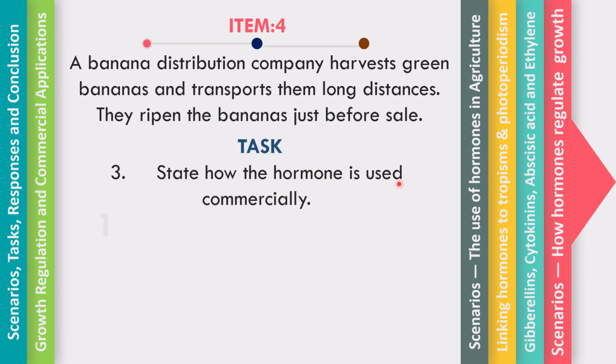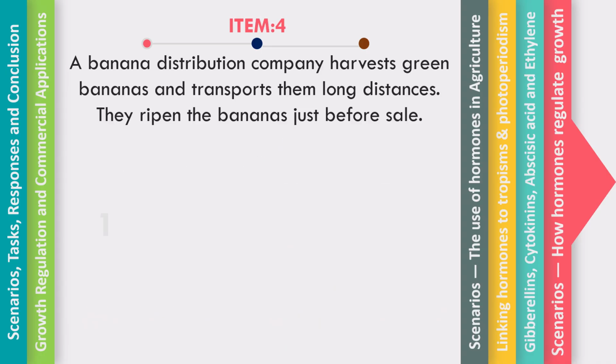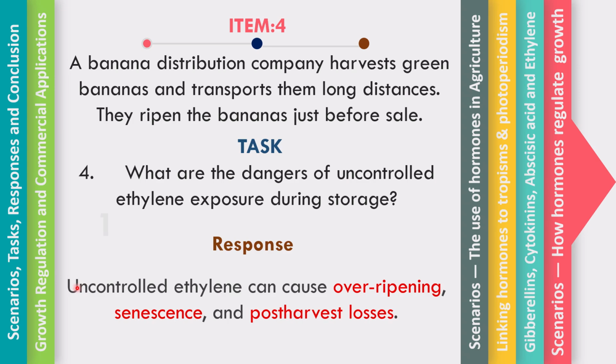State how the hormone is used commercially. Commercially used in banana and mango ripening rooms, tomato ripening, and citrus degreening. What are the dangers of uncontrolled ethylene exposure during storage? Uncontrolled ethylene can cause over-ripening, senescence, and post-harvest losses.